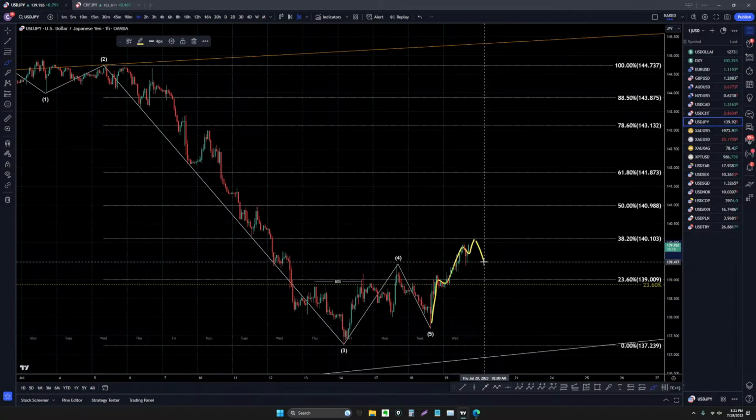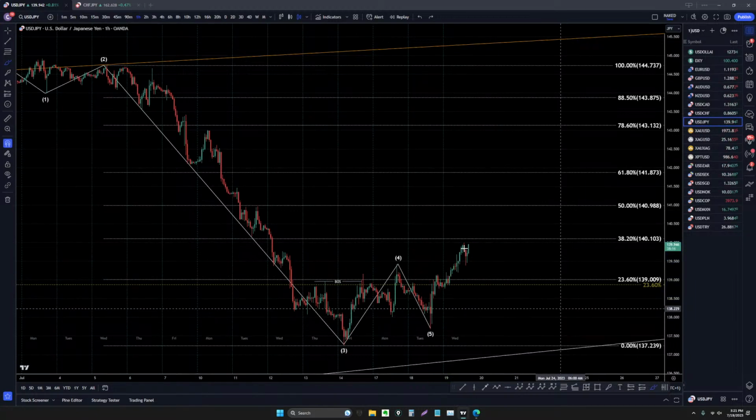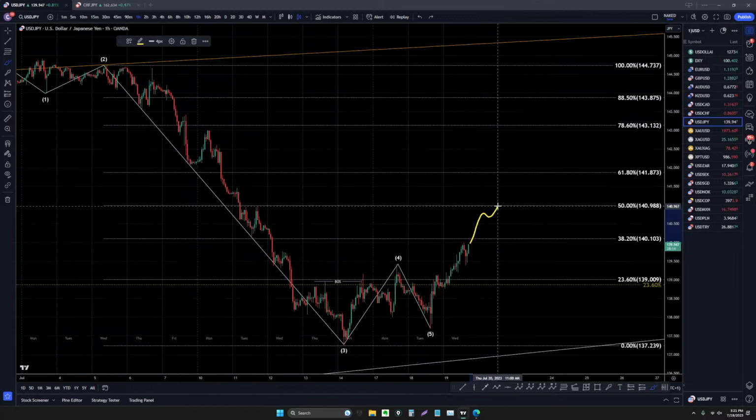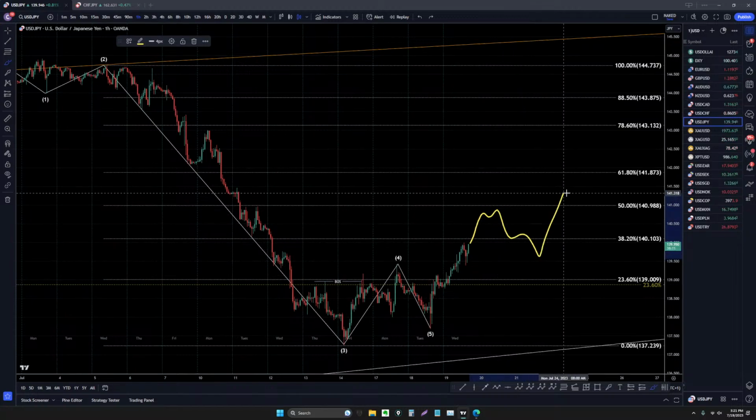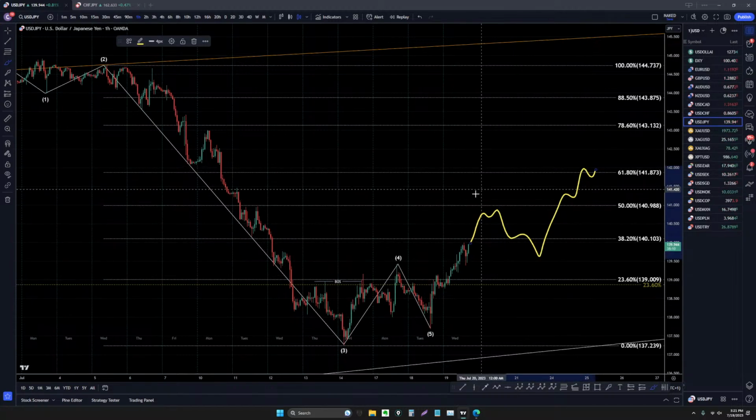And then it could go up further though. It could definitely keep going like that. And then down again for the B and then back up for the C. I think that's what's going on for sure. This is only a wave A.